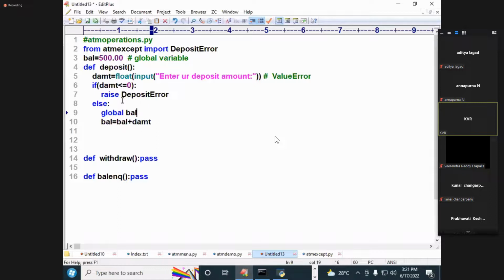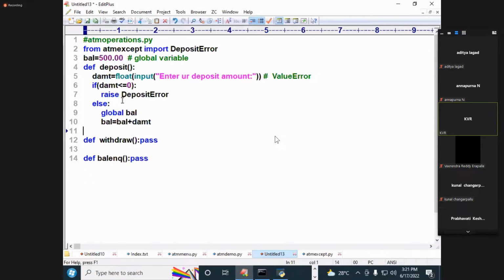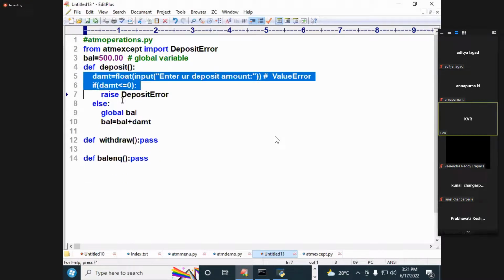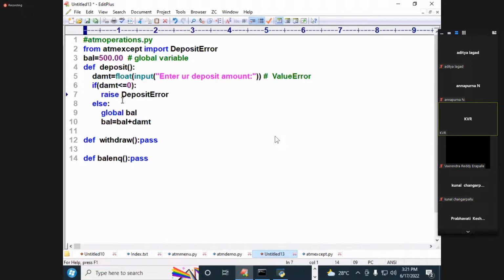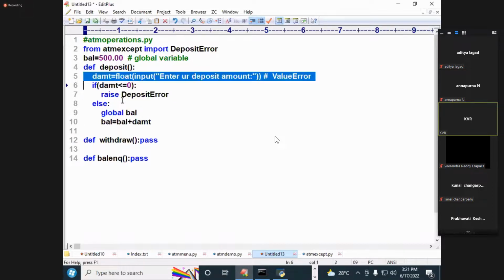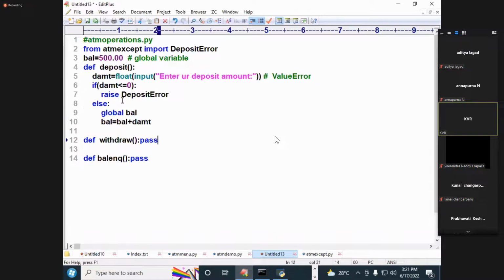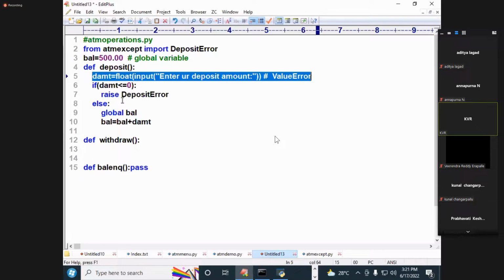Students, this is finished. This is related to deposit. Which exception am I raising? Two exceptions are coming. One is deposit error, and one more is similar. Then pass. Carefully, next I am writing under this.